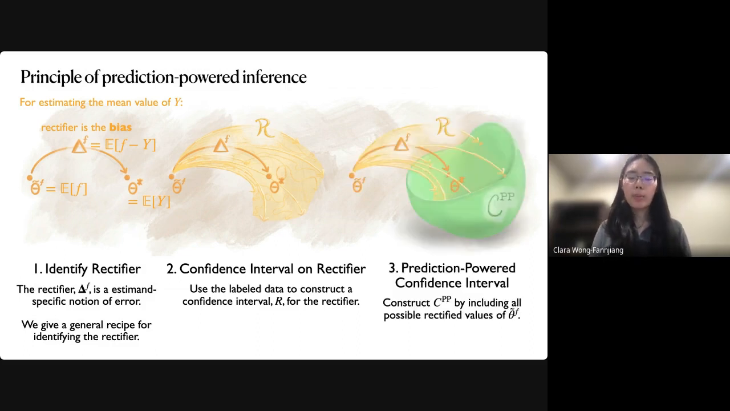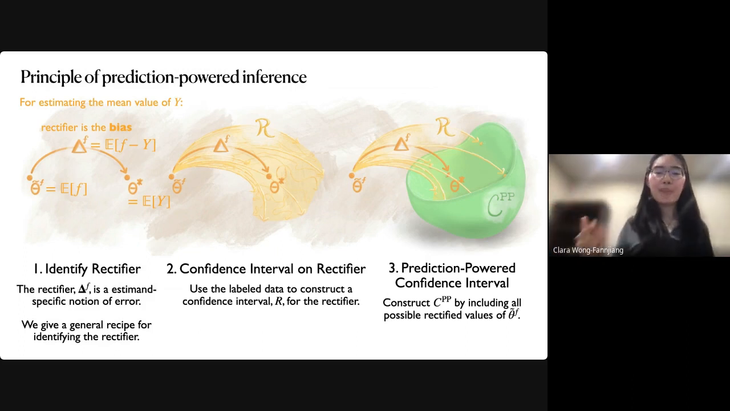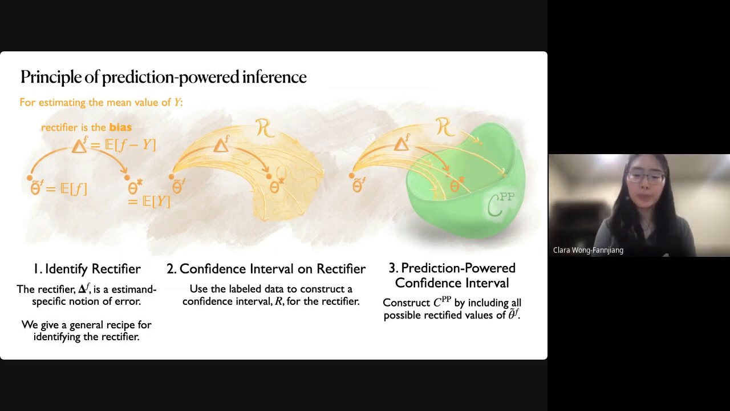Finally, we're going to form our prediction-powered confidence interval by propagating theta tilde f, that estimate based on the predictions, through all possible values of the rectifier in the confidence interval R. So this prediction-powered confidence interval in green basically contains all values of theta that result from taking the prediction-based estimate and correcting it with a value of the rectifier. And so that's the high-level intuition behind the mathematical procedure that we're proposing.